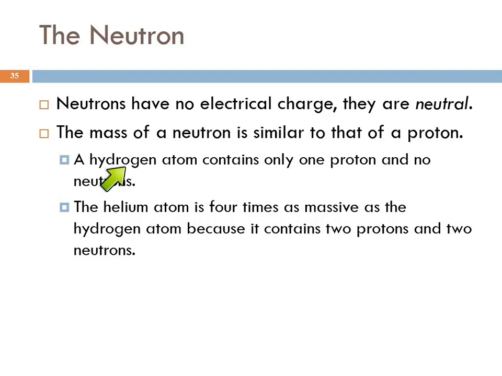So hydrogen has 1 proton, it has no neutrons. So it has 1 massive particle. Helium is 4 times as massive. It has 2 protons and 2 neutrons. It has 4 massive particles. 4 massive particles should weigh 4 times as much as 1 massive particle, right? So this explains that difference in mass. This does not contradict Rutherford's atomic model, but it just adds to it.